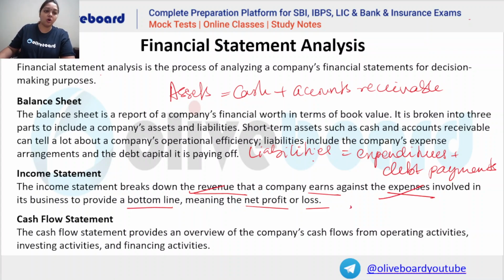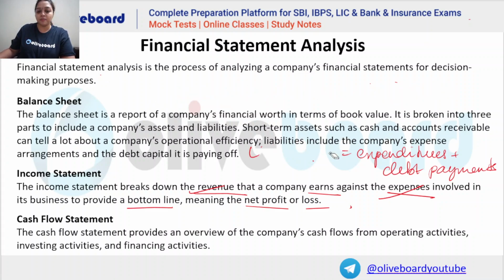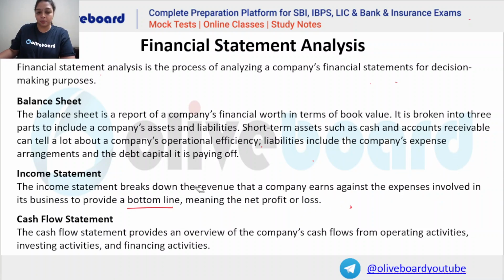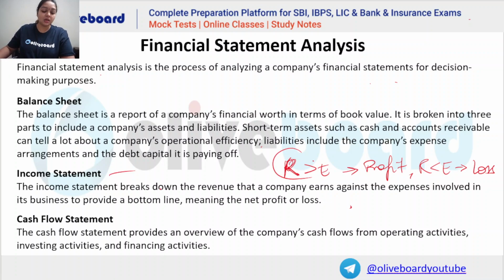So, on one side of the income statement, there will be revenue. On the other side, there will be expenditure. So, if revenue is more than expenditure, then it will be net profit. If revenue is less than expenditure, it will be loss, right? That I think you should know. If revenue, R is revenue, is more than expenditure, then it is net profit. If revenue is less than expenditure, then it is loss, right? So all this information is given by income statement.